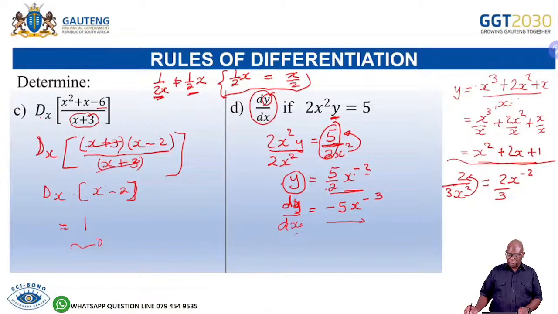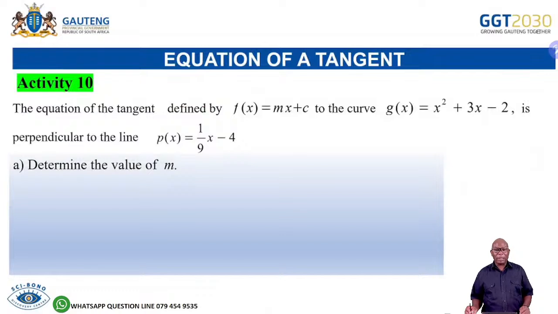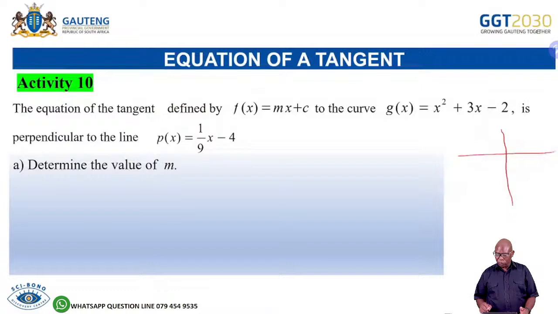Okay, welcome back. Right, now the next part of the work is the equation of the tangent. First of all, we must know what a tangent is. Now, we've been doing this even in grade 11. We know now what a tangent is. In these questions, we are now looking at the equation of the tangent to the curve. If I've got, for instance, a parabola graph, and I've got a tangent, that line touches that graph at only one point.